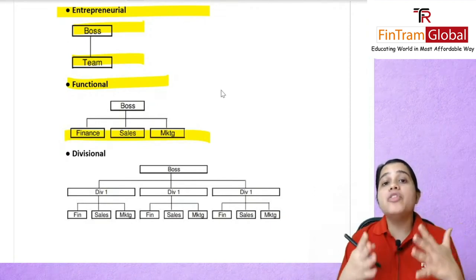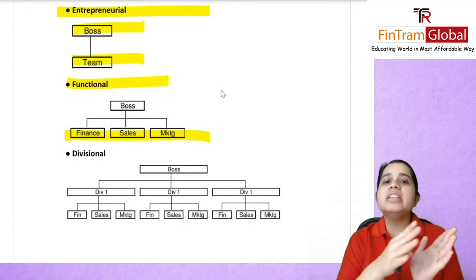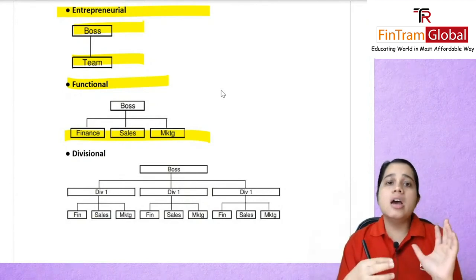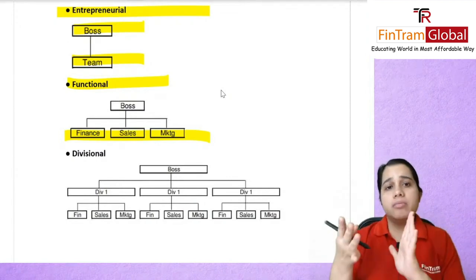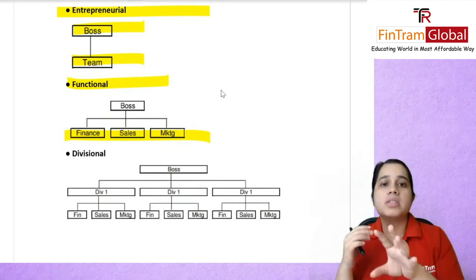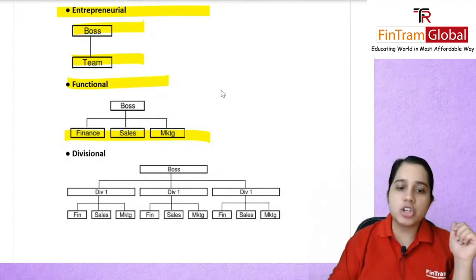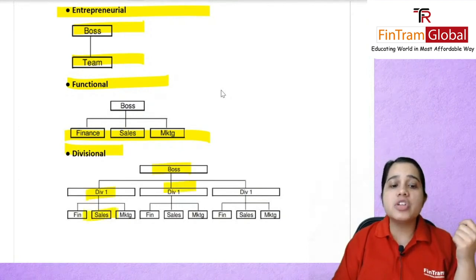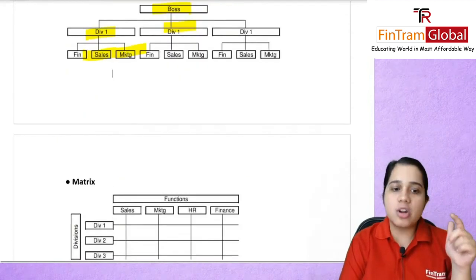Then we have a divisional structure, wherein you have your boss, and then you have divided the organization into different divisions. Maybe you have two or three types of products. You sell soaps, you sell maybe some biscuits and maybe one more item. So you have divided divisions: one division soaps, one division biscuits. Under these divisions, you will have similar functions to what we saw in the functional structure. As you can see in this diagram, you have your boss, you have your different divisions, and each division has its own functional departments. That was your divisional structure.